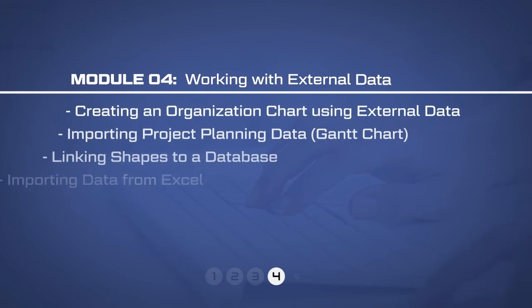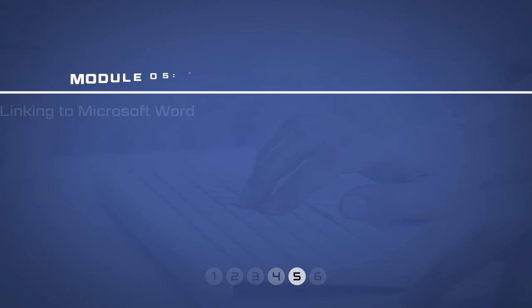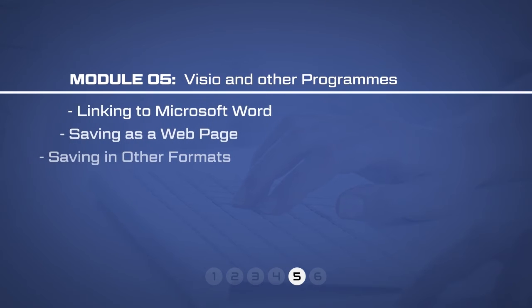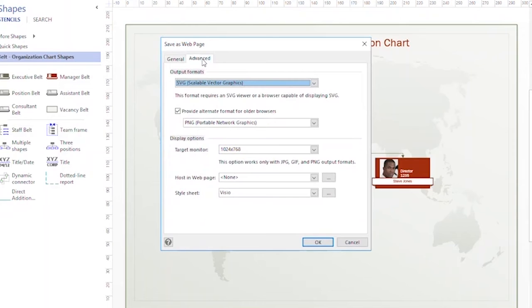The next two modules show you how to work with external data, whether it's importing from an Excel spreadsheet, connecting shapes to a database, linking to a Word document, or even using Project to create a Gantt chart. And for good measure, we show you how to save your diagram in other formats, even as a web page.